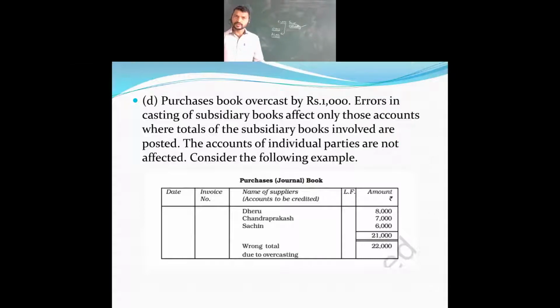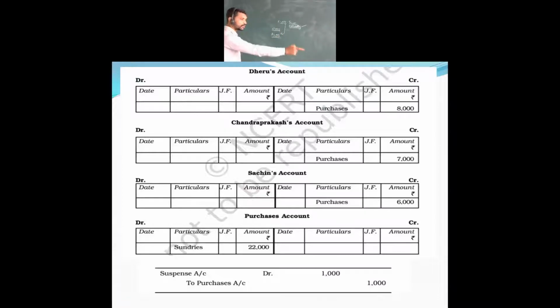Now, subsidiary books, we are going to see how the entries take place. Here the purchase account subsidiary book is open. Now individual entries, how they are going to take place, that we are going to see. The accounts of the individual parties are not affected. Whatever the entries are for Dhiru, Chandra Prakash and Sachin, they are not affected. It is a mistake of the accountant. The total he has made is wrong. The total must be 21,000, but he has made it 22,000 rupees. So it is a mistake of the accountant.